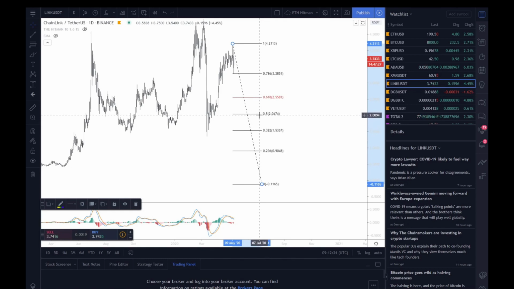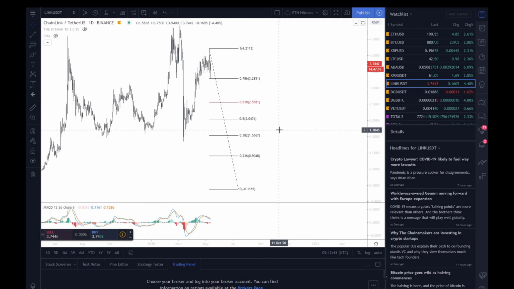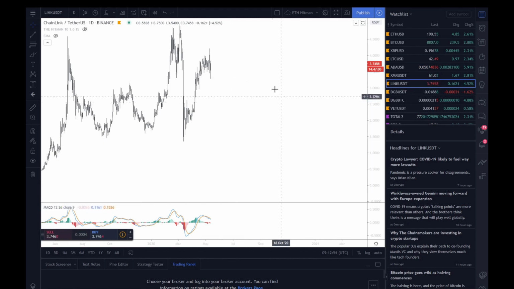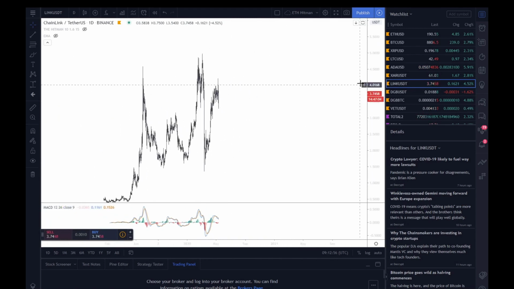Around $2, I'm going to reserve some USDT, some Tether. If we do drop down here, and there's a very big chance we can, but it all depends on what Bitcoin does, and it seems to be the driving force at the minute in crypto. So whatever that does, everything else seems to be following. Moving on to some predictions potentially going forward for the future.